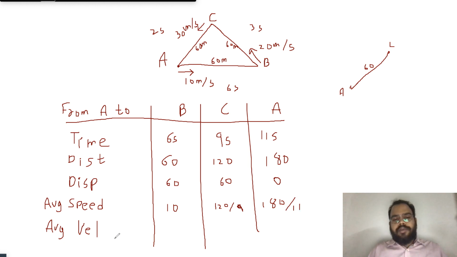Last part, average velocity. Average velocity is total displacement upon total time. So total displacement 60 divided by time 6, so it will be 10. So my average velocity from A to B is 10. Then average velocity from A to C will be 60 divided by 9. And lastly it will be 0 divided by 11, that accounts to 0. So this completes your first sum.